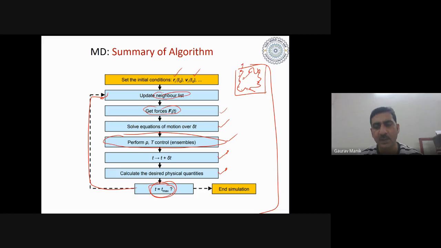We'll discuss how you do that, but these are essential steps that you normally use in the computational algorithm, running the simulations, and finally ending the simulations with estimations of the desired properties that you want. So this is the general algorithm of molecular dynamics.